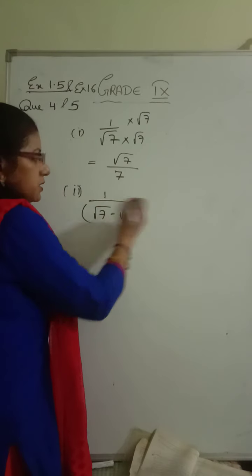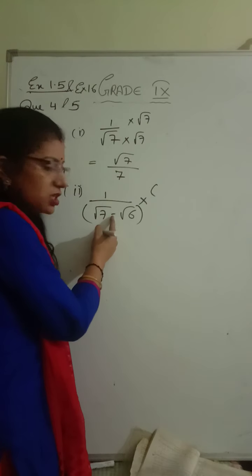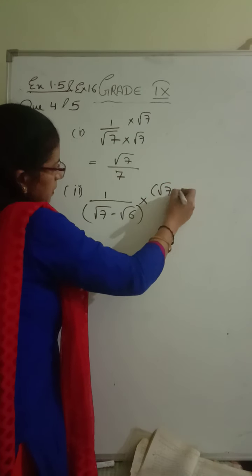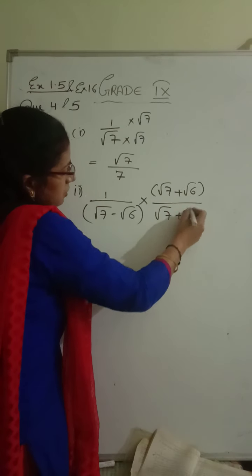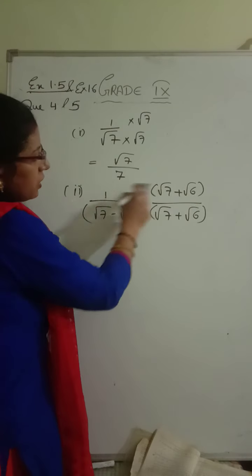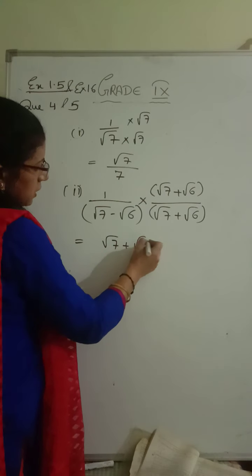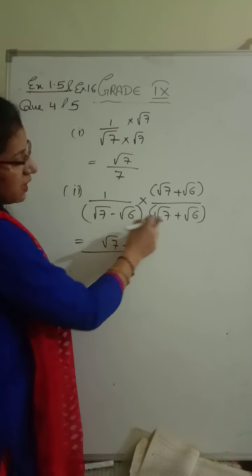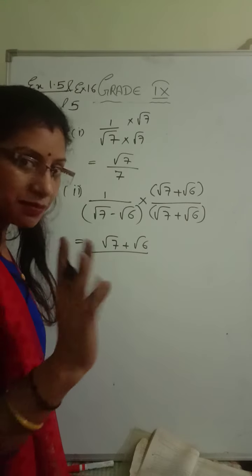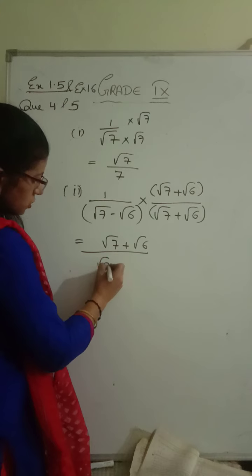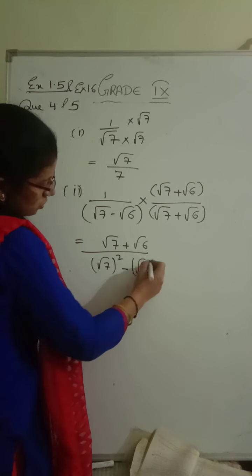So keep in bracket, multiply by its conjugate means sign will become opposite. Root 7 plus root 6 and denominator also root 7 plus root 6. 1 into this will become same, root 7 plus root 6 and denominator, A minus B into A plus B. What is A minus B into A plus B formula? A square minus B square. So A is root 7 square, minus B is root 6 square.